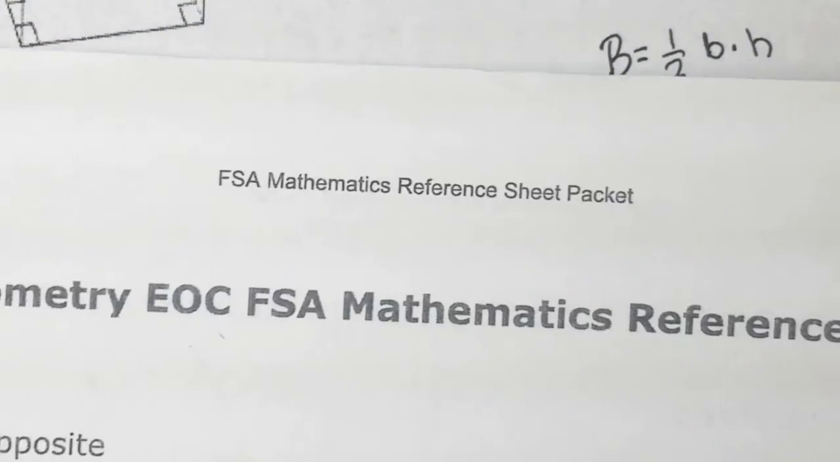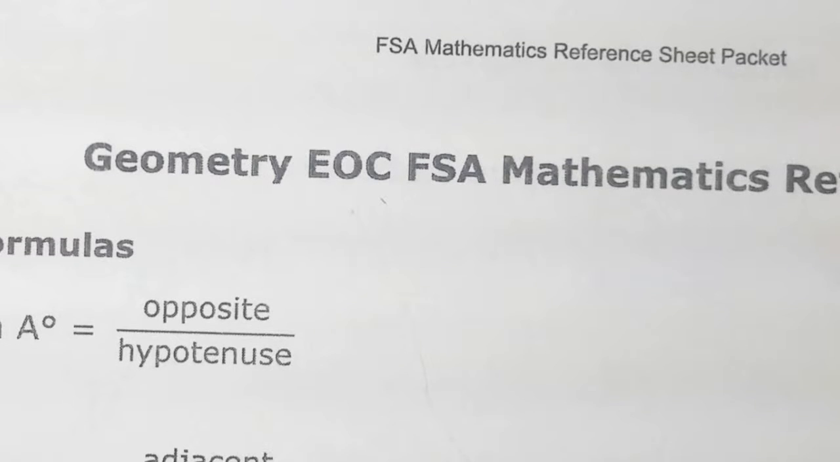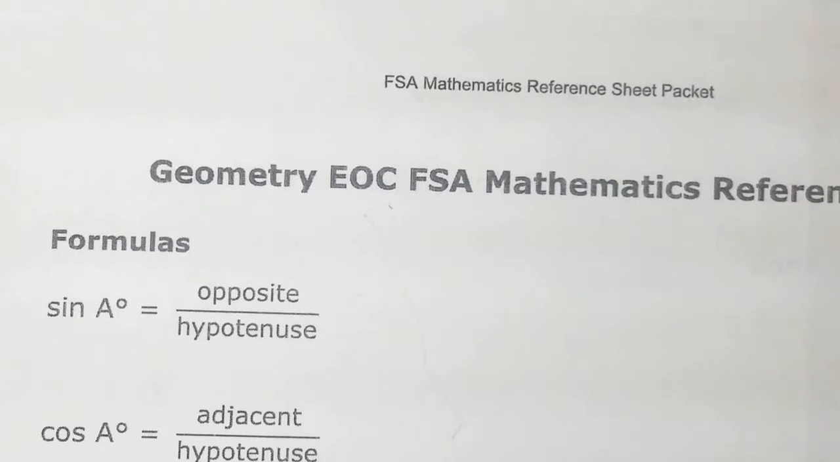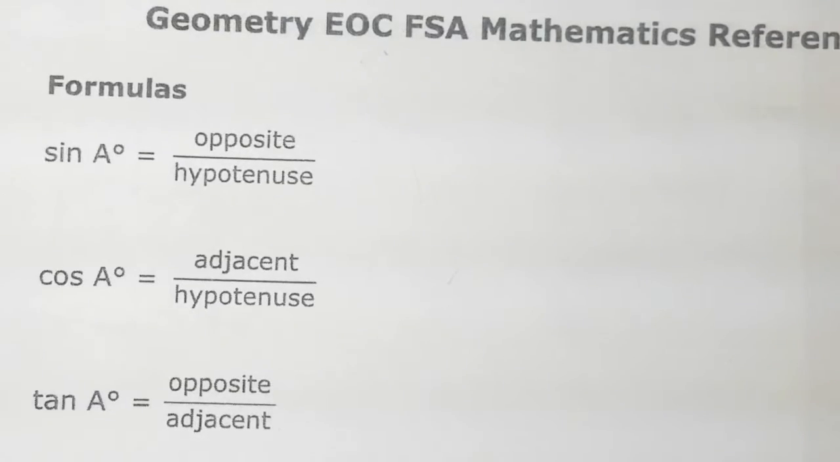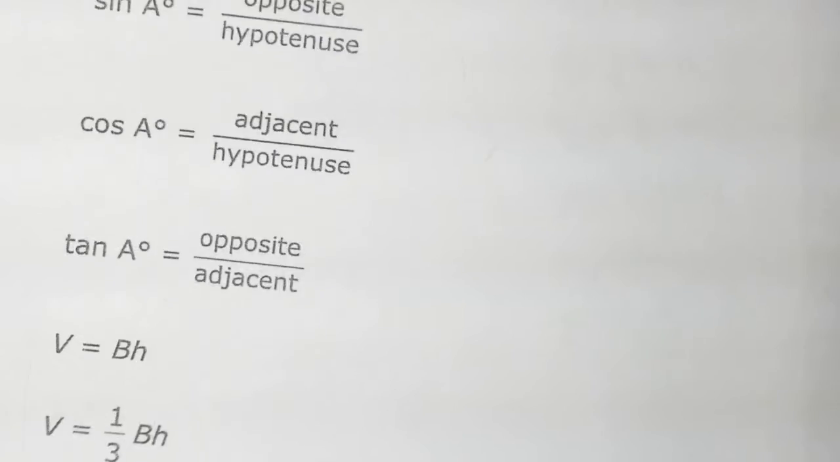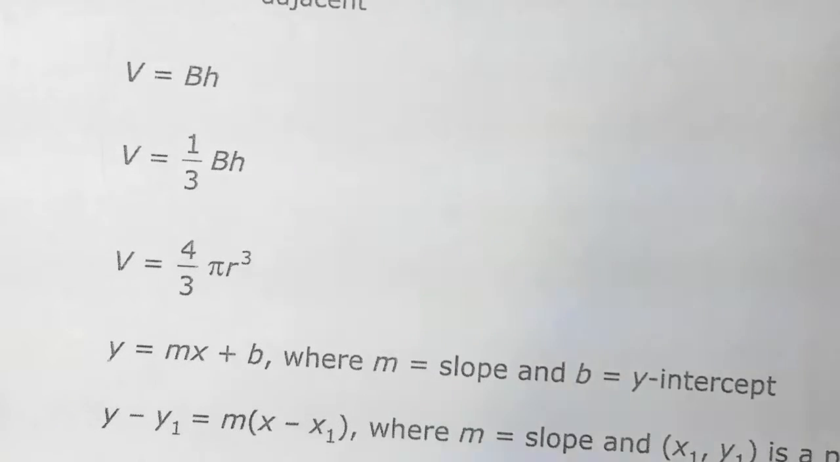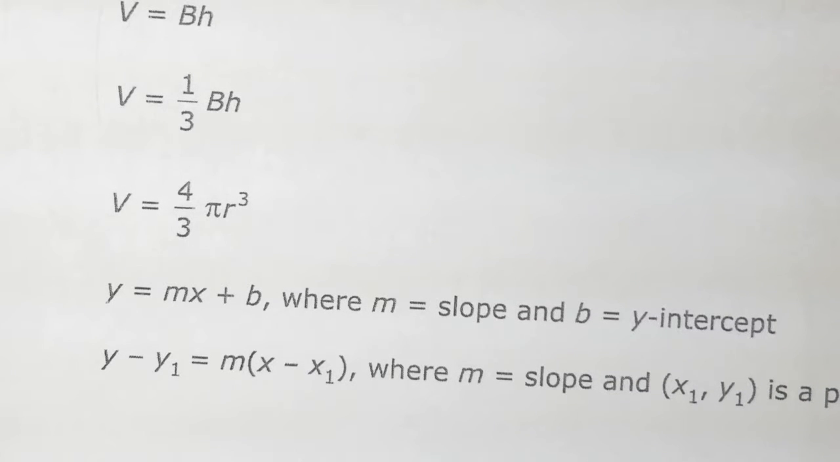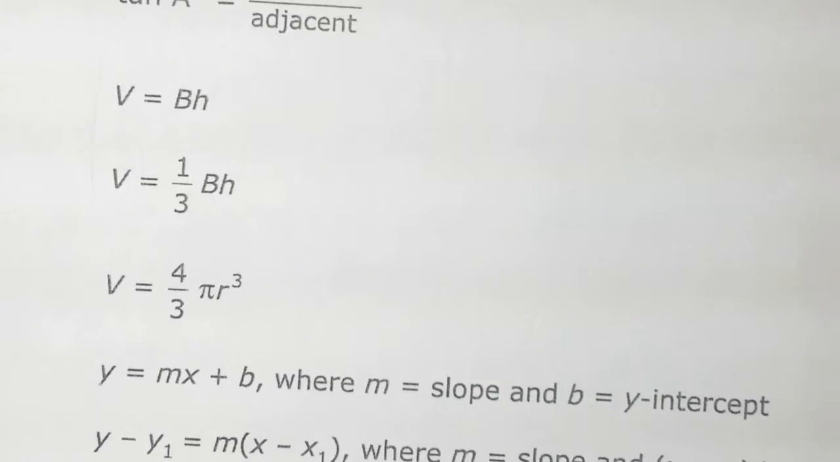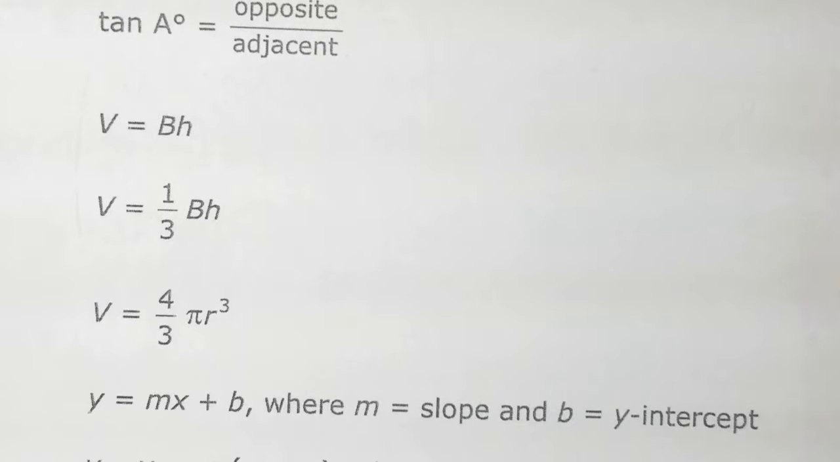your reference sheet for your EOC. This is it right here. I always have them. I'm probably going to start giving them to y'all for these last couple tests we take, just so you can start learning how to reference them. Only formulas they give you on there are the trig formulas and then these three volume formulas. And then the last two things are just slope stuff, which you really don't need. You should already know that anyway. But these three volume formulas, this is your whole reference sheet right here. This is it. It's all the formulas you're going to get.